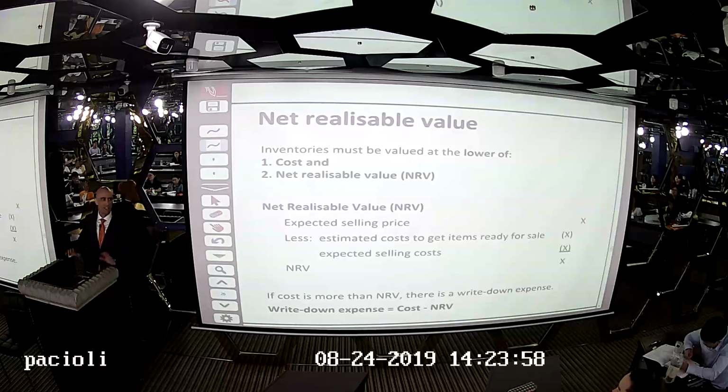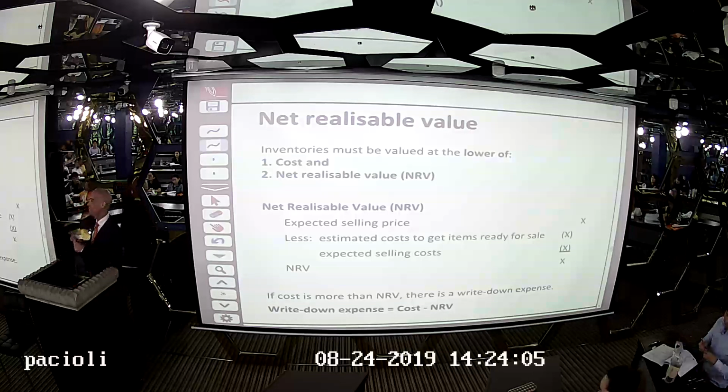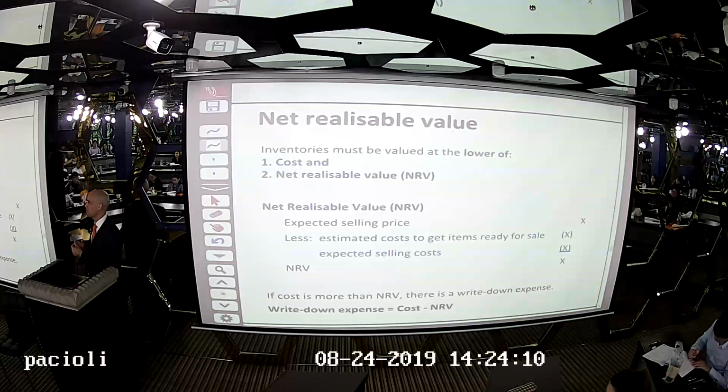How about the company that's building the condominiums? They have the inventory of condominiums. Can they have an inventory write-down? Can the cost of the condominium inventory go down?